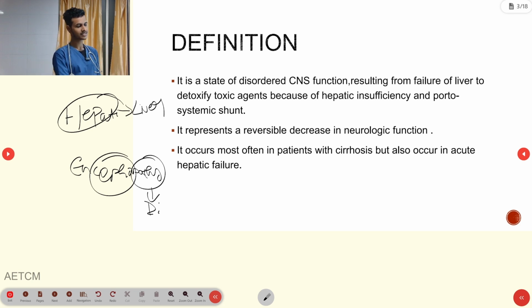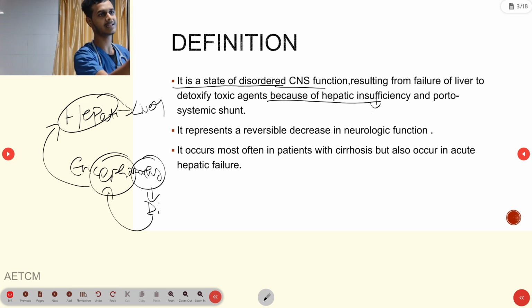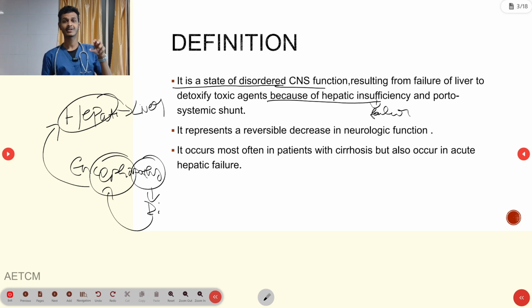So if you combine all of it, it means there is a problem, disease or disorder in the central nervous system because of hepatic function failure or hepatic failure. That is called hepatic encephalopathy. The same statement, only here we elaborated: hepatic encephalopathy is a state of disordered CNS function mainly because of hepatic insufficiency. Insufficiency is nothing but failure. So hepatic failure. One more cause we have given for hepatic encephalopathy is portosystemic shunt. Two causes for hepatic encephalopathy.